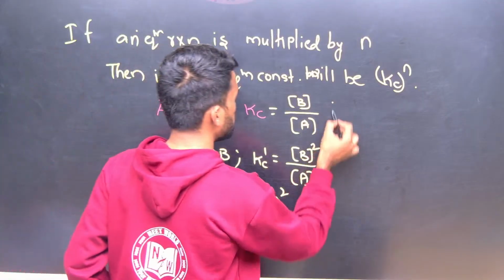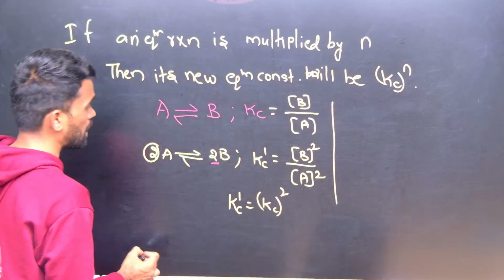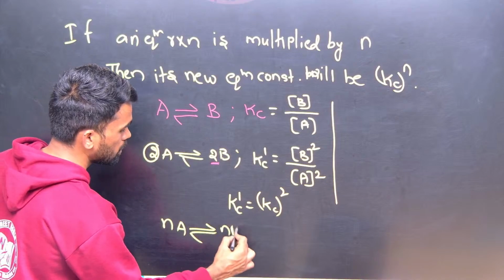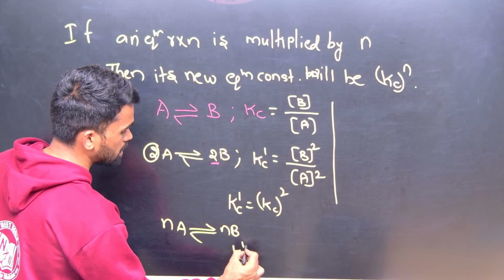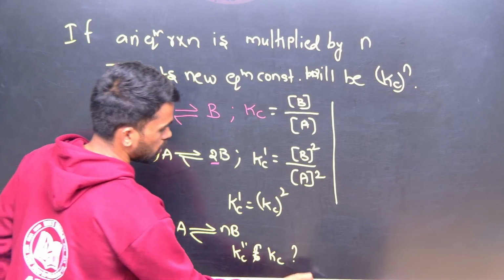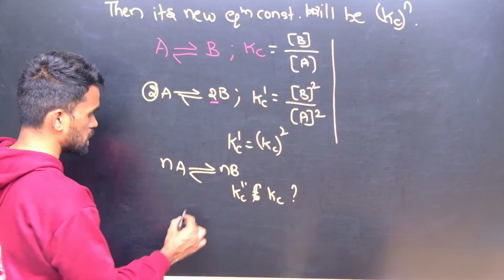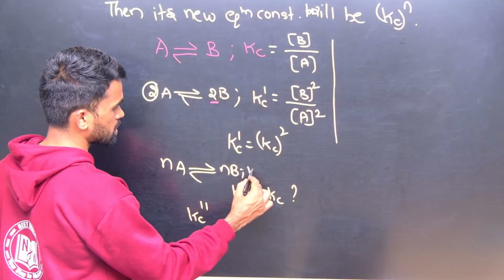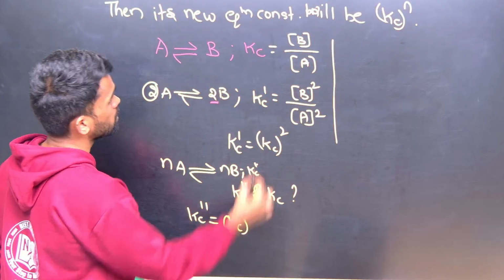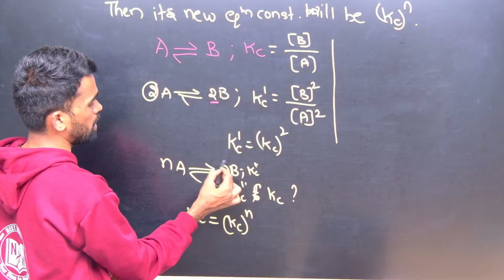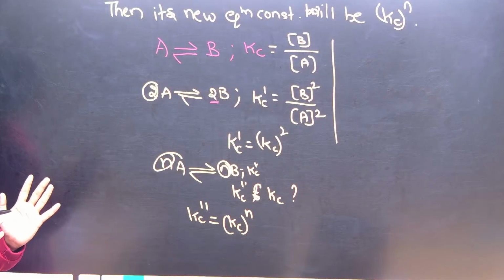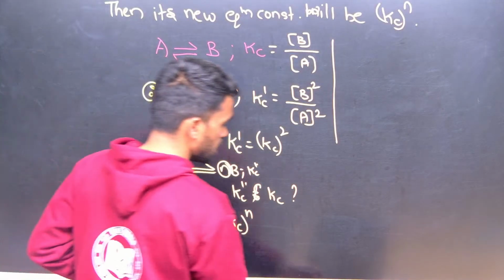Now the same reaction, if I am multiplying with n: nA giving rise to nB. Now tell me what happens to this Kc dash? What is the relation between Kc dash and Kc? So just write Kc double dash equals Kc to the power n, because we multiplied with n. That's it. Is that clear or not? Yeah.